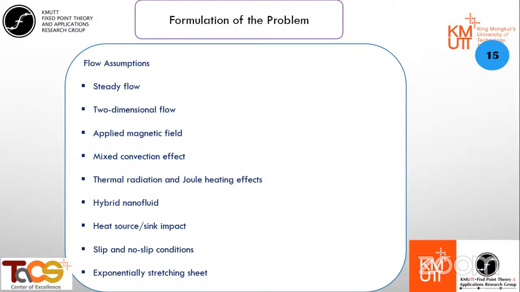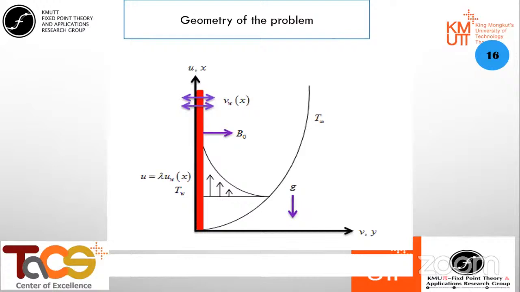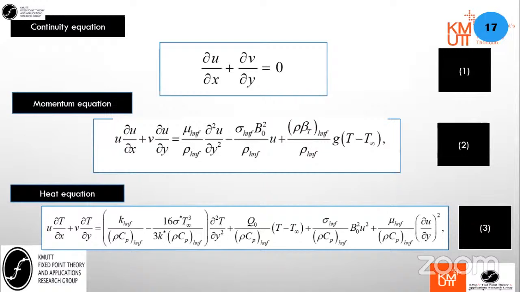This is the geometry of the problem. Here, UW and VW are the stretching velocities. TW is the surface temperature and T infinity is the ambient temperature of the fluid, where G is the gravity. The fluid motion is generated due to the motion of the vertical sheet. Equation one is the continuity equation, equation two is the momentum equation, and equation three is the temperature equation.